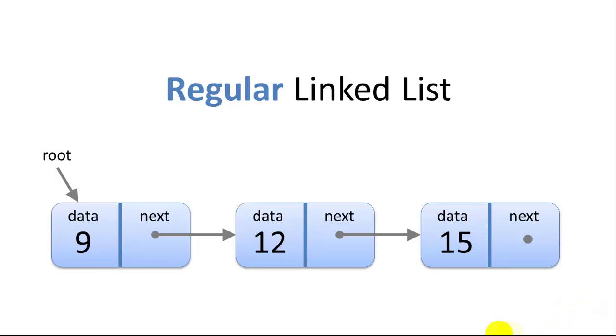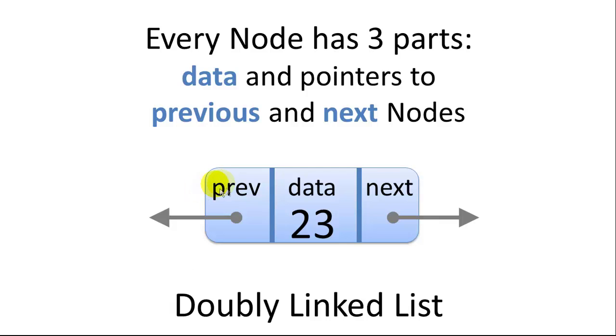So a regular linked list basically has a pointer to the root node, or the very first node in the list, and then each node has a piece of data and a pointer to the next node. So with a doubly linked list, every node has three parts. It has a pointer to the previous node, a pointer to the next node, and a piece of data. So this enables us to navigate either forward or backward through the linked list.